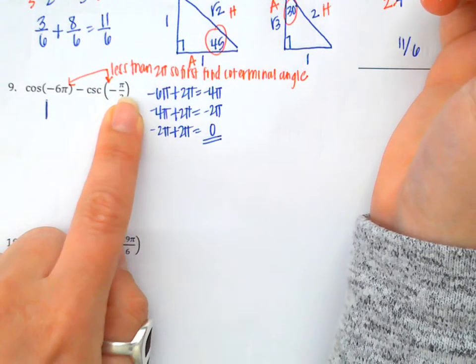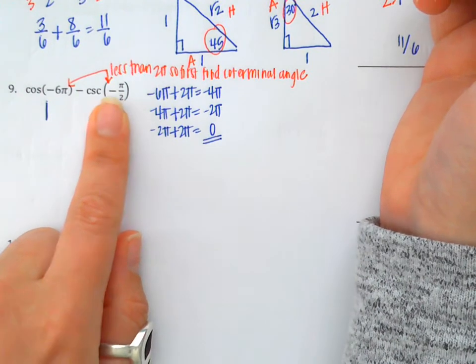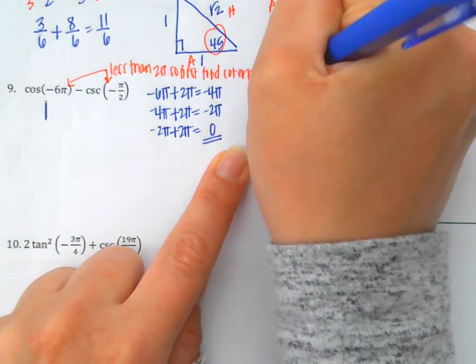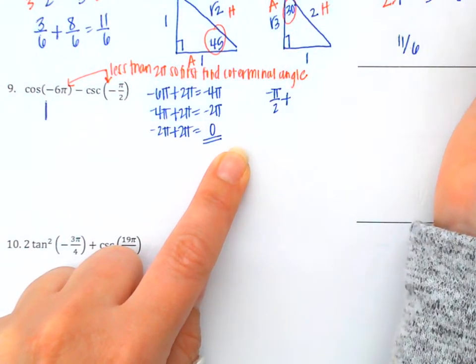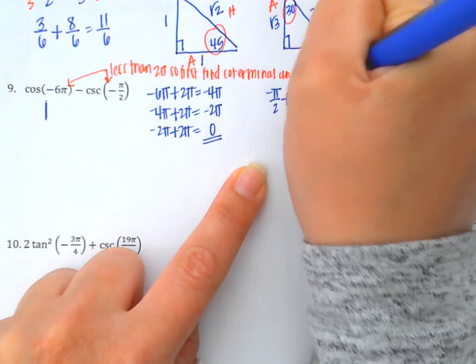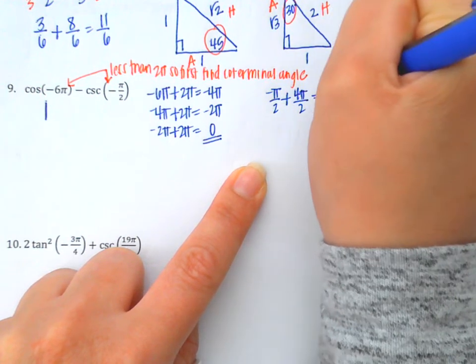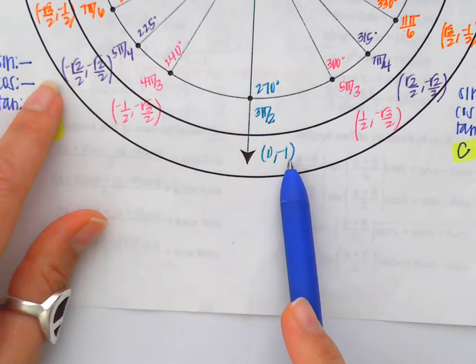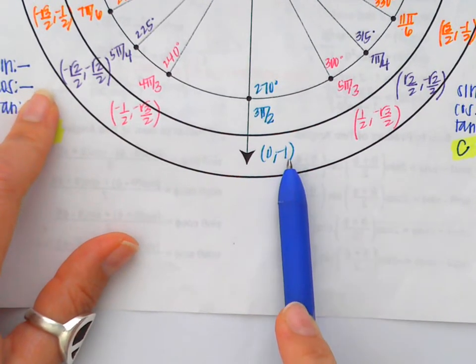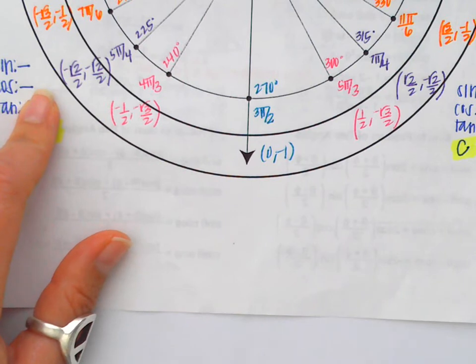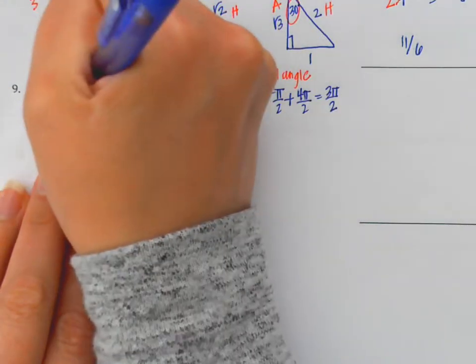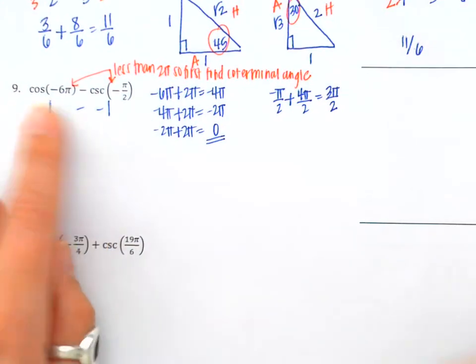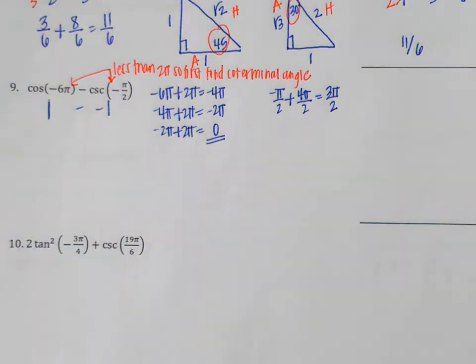And then cosecant of negative pi over 2, we'd have to still find the coterminal angle there. And so we'd add 2 pi, which would be 4 pi over 2, which would be 3 pi over 2. And then I can use my unit circle. So 3 pi over 2 is here. Cosecant is the reciprocal of sine, and the reciprocal of negative 1 over 1, if I flip that, 1 over negative 1 is still negative 1. And so 1 minus negative 1, well, what happens? 1 plus 1, we get 2.